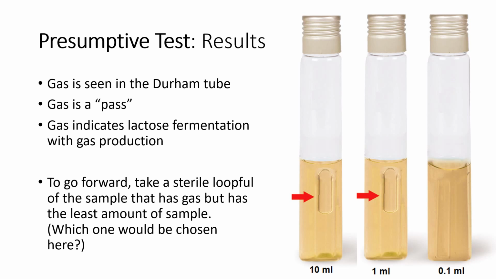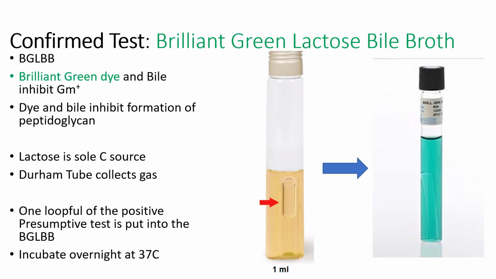to go forward, okay? To go forward, we would take a sterile loop full of the sample that has gas, but the least amount of sample. So which one would I choose here? You have to have gas, but the least amount of sample. So yes, it would be the 1 ml sample. In this case, we would go forward with 1 sterile loop. So then we would go on to the confirmed test.